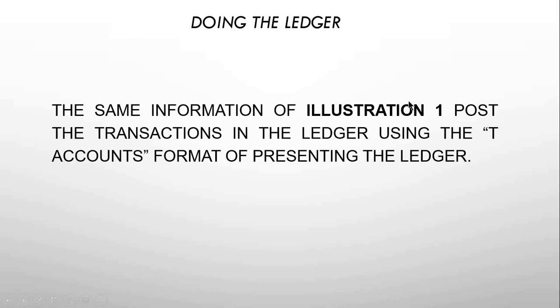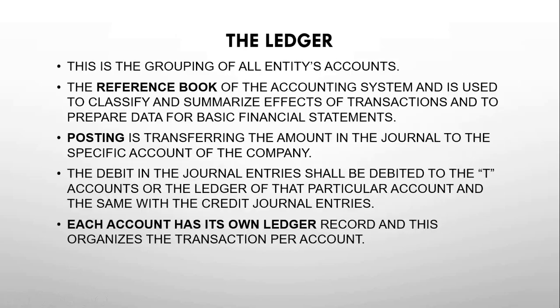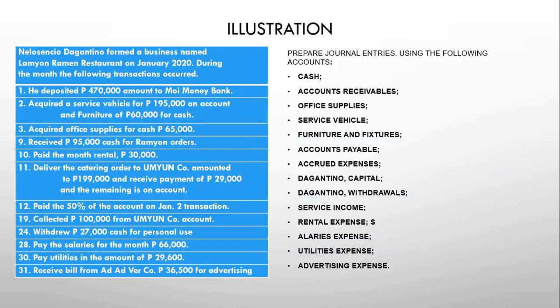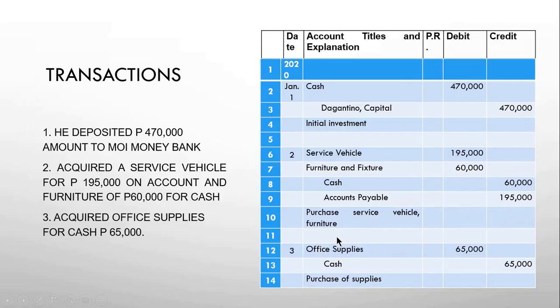So, the same information of illustration number 1, yung entries na ginawa natin ng journal entries kanina, post the transactions in the ledger using the T account format of presenting the ledger. Balikan na lang muna natin yung mga transactions. So we have here transactions, no? Ito mga transactions na to. Each account title meron yung ledger. Okay, si cash, accounts receivable, and so on. Okay? So ito na yung mga transactions kanina na ginawa natin na journal entry.